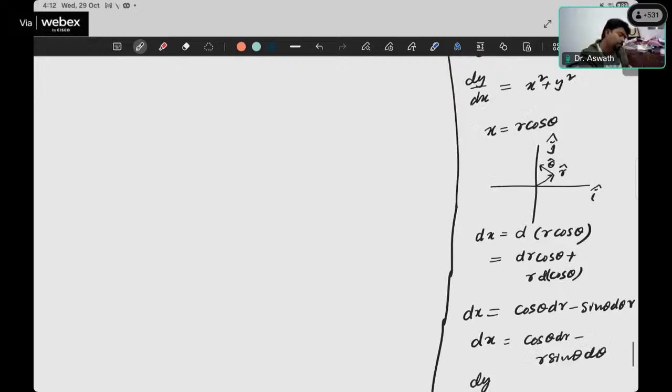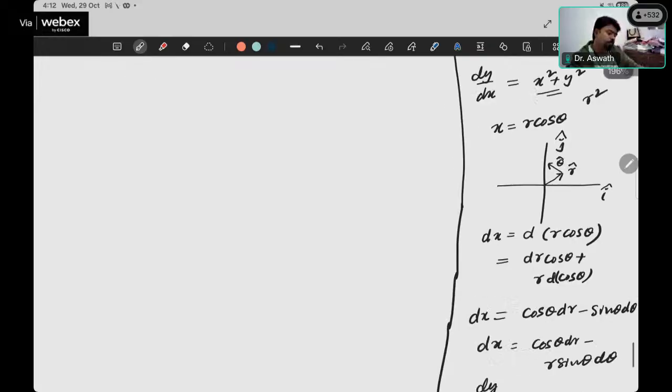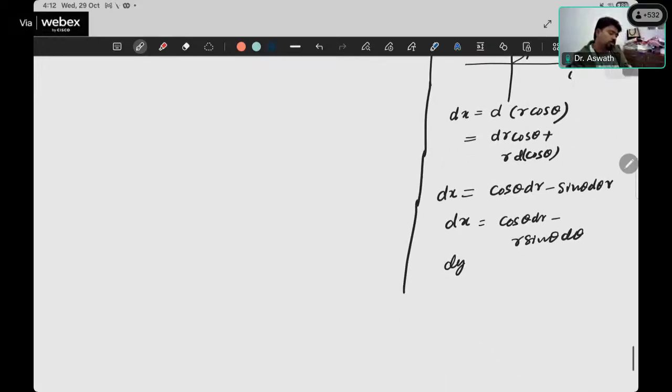The right hand side, x square plus y square, is simply r square. So dy by dx would have derivatives of r and derivatives of theta coming here. On the right hand side, I would get r square. From here, you should be able to separate the differential equation into derivatives of r and derivatives of theta. If you can do that, then you would get two differential equations which are possible to integrate.